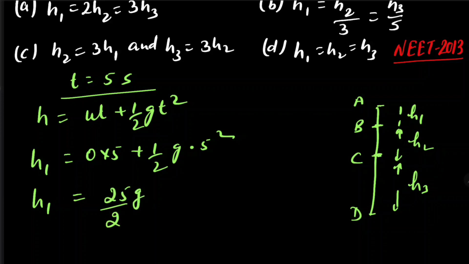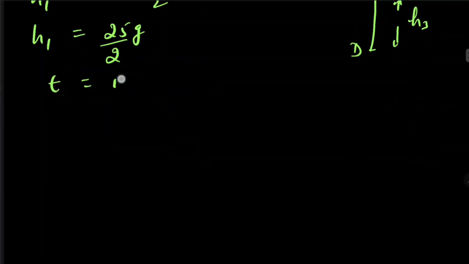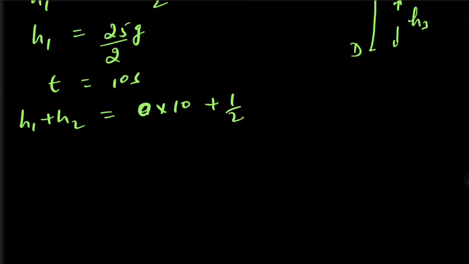Now, in the next 5 seconds the body position will be C. So from A to C the body takes 10 seconds, and the total height is h1 plus h2. The time is 10 seconds and the total height is h1 plus h2. So it will be u multiplied by 10, where u is 0, plus half g 10 square. So h1 plus h2 will be equal to 100 g by 2.